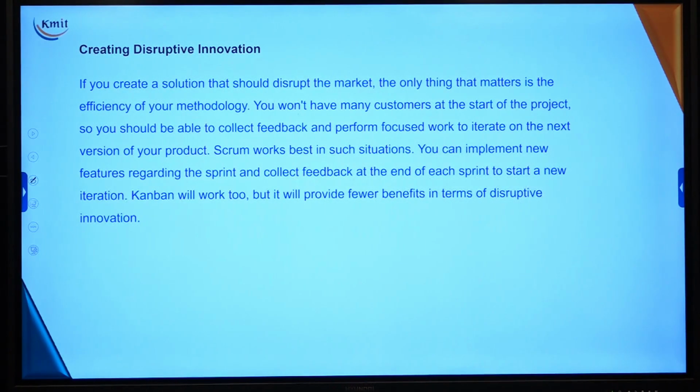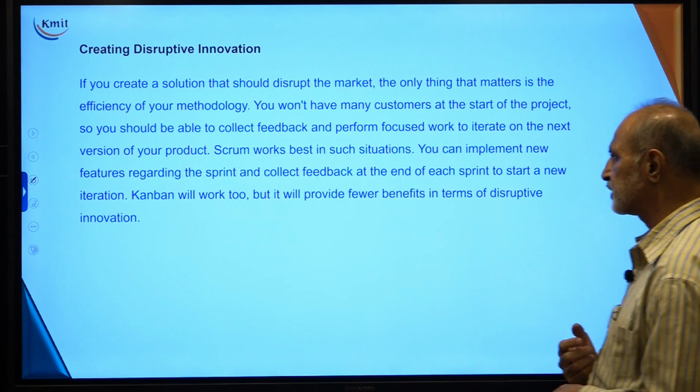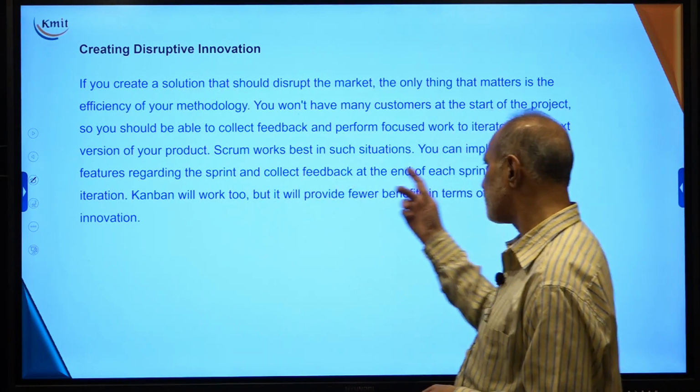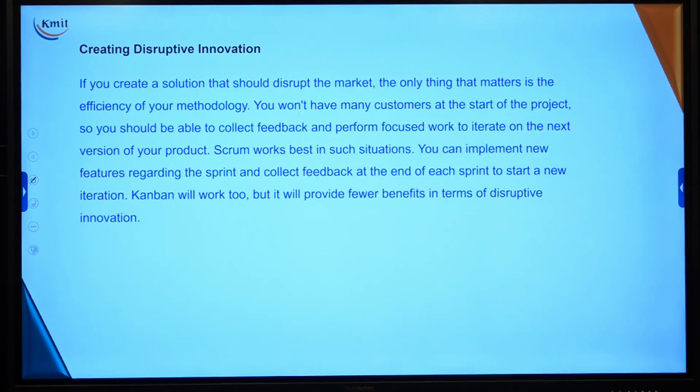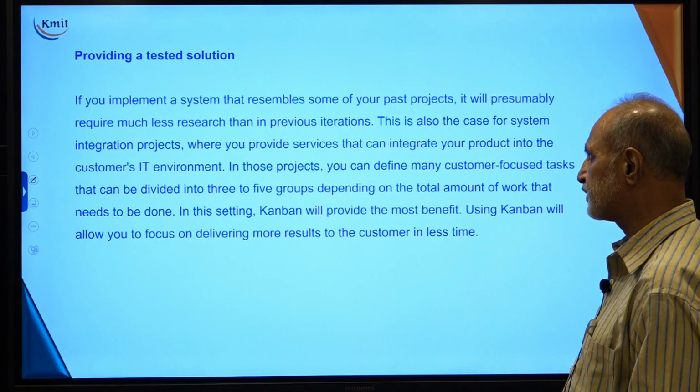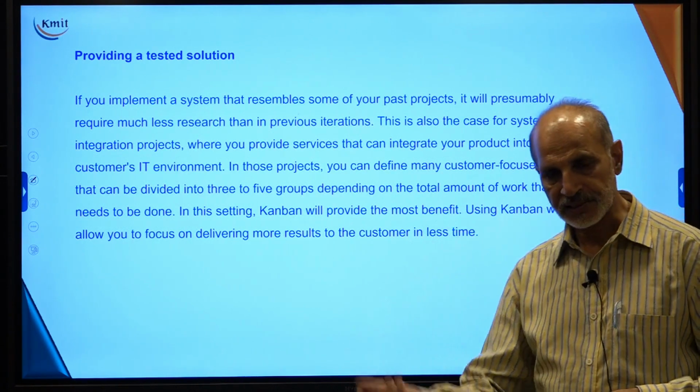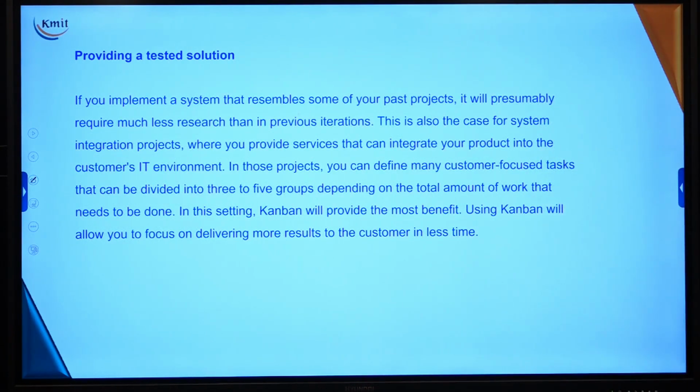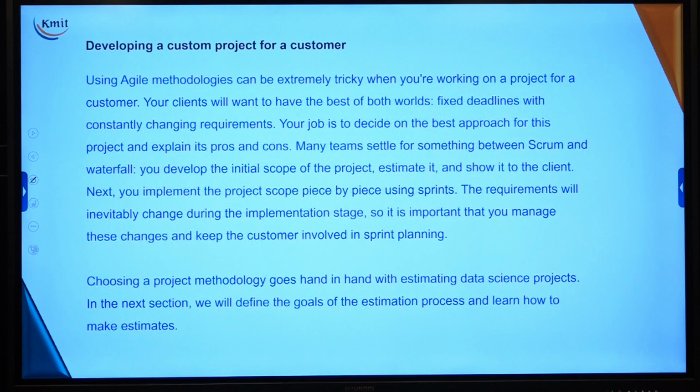So Scrum works best in such situations. You can implement new features in a sprint and collect the feedback at the end of the sprint, to start a new iteration. So this is one of the ways where you can solve the problem. Another is a tested solution. If you have already tested a solution, repeat the same thing, because you already know the solution was giving a good result. So that is another technique which we use in project management.